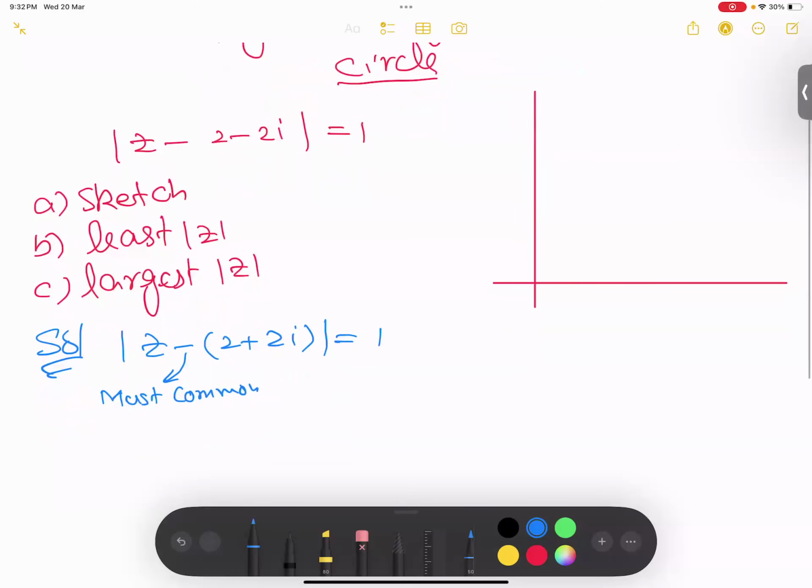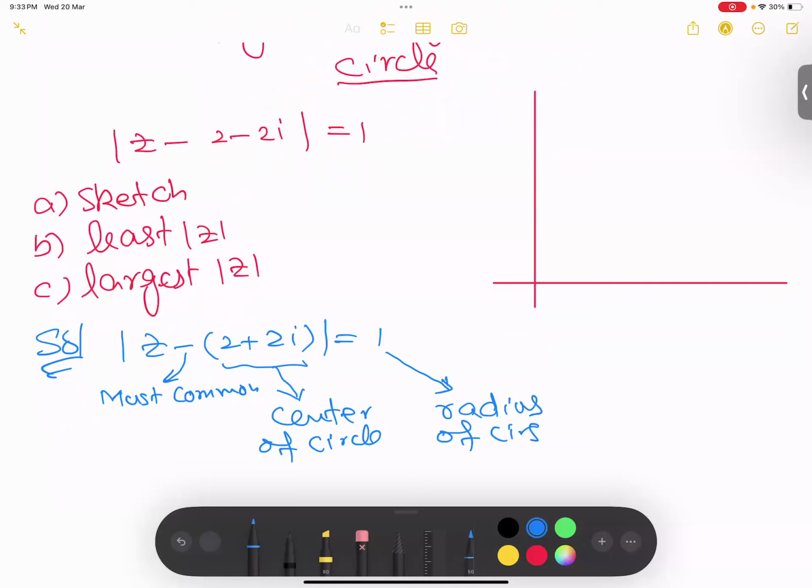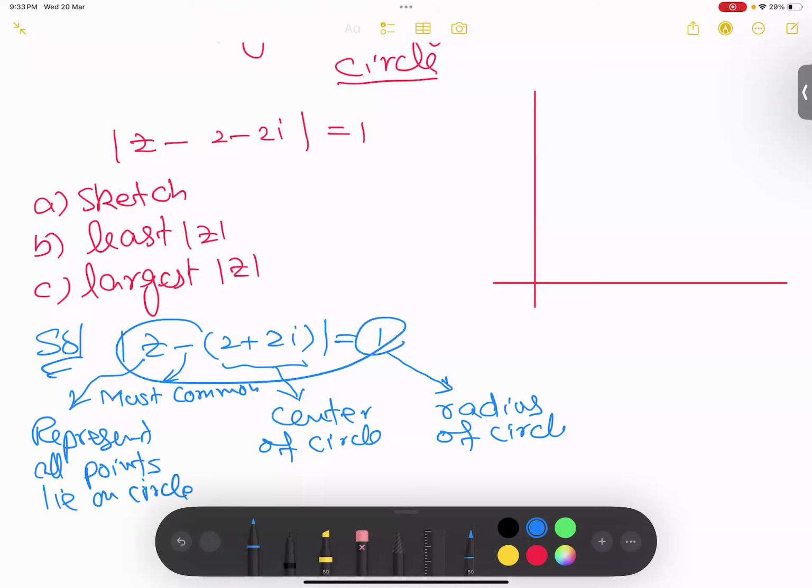For your knowledge, this whole thing is called the center of the circle. And this number is called the radius of the circle. Now you may ask one question: sir, what does z represent? It represents all points that lie on the circle, which are equidistant from the center.